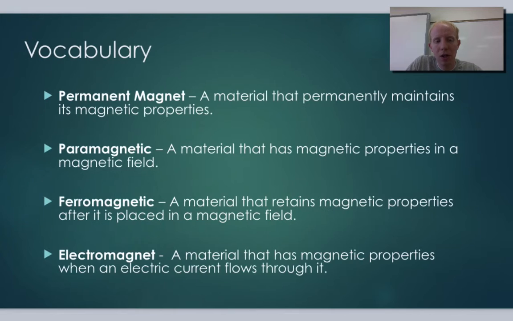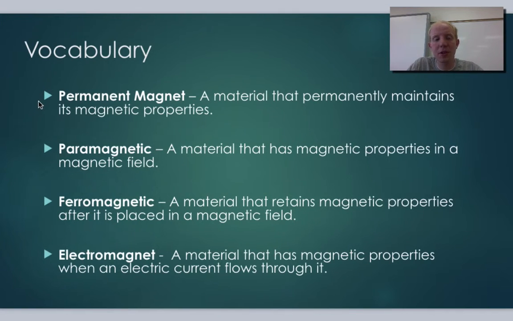Okay, so there's 4 common types of magnets. There's permanent magnets, paramagnets, ferromagnets, and electromagnets. Permanent magnets are what you would expect, those things that permanently maintain those magnetic properties. Bar magnets, horseshoe magnets. Those are permanent magnets that are always magnetic. They always have their magnetic properties. They always have a north and south side.